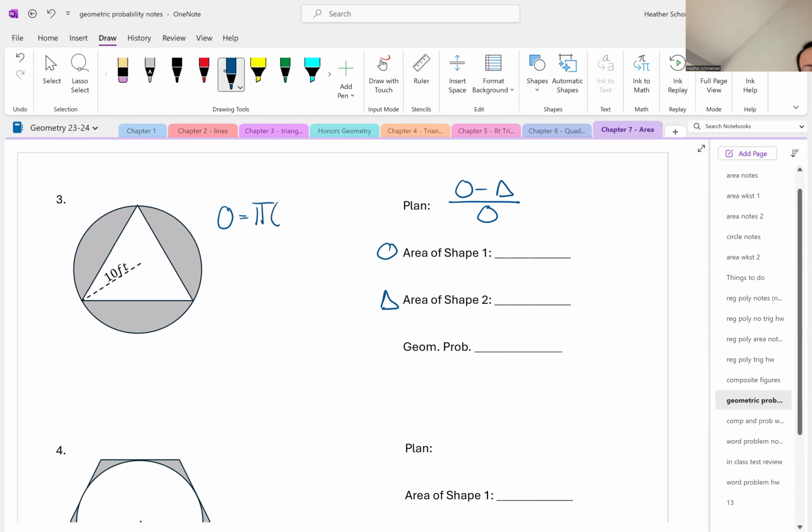The area of the circle is pi times the radius squared. And the radius was given to you, that's 10. So that's 100 pi. The area of the triangle, label, feet squared.